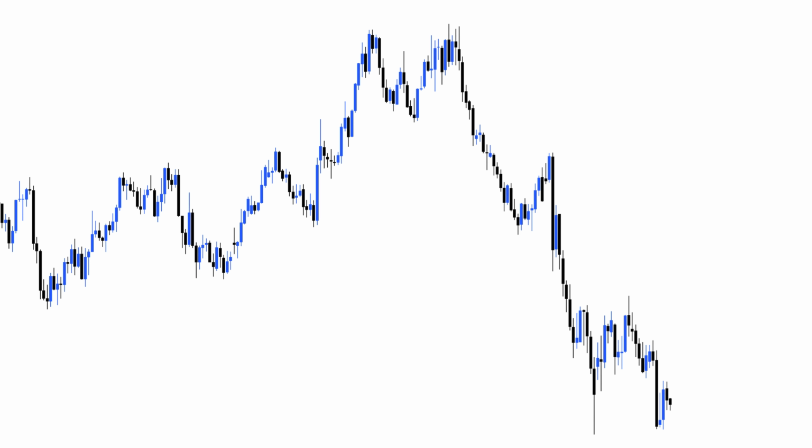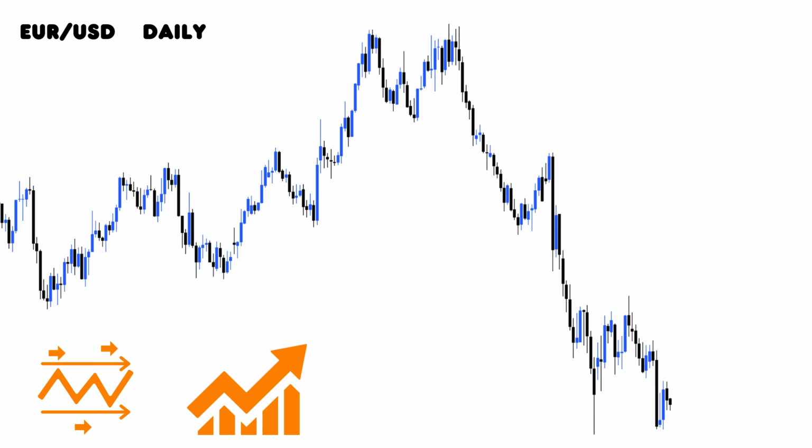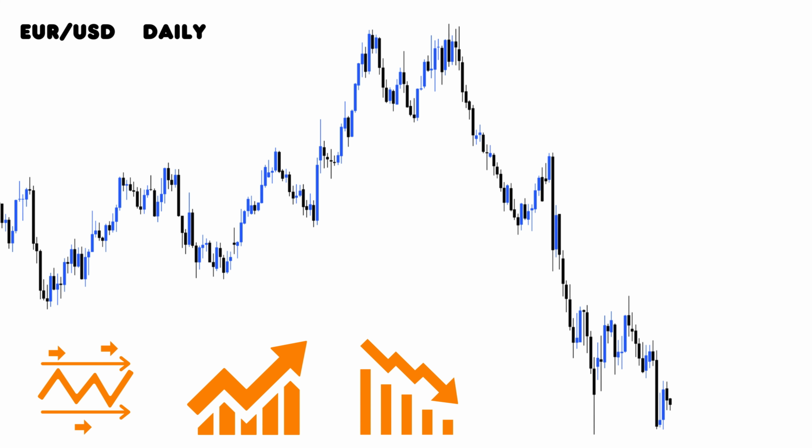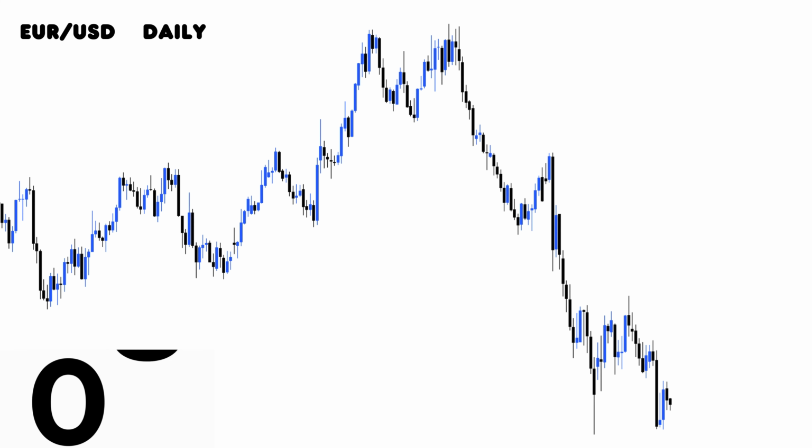Now comes the most exciting part. Yes, I'm talking about analyzing the chart. In front of you is the Euro to US dollar chart on the daily time frame. Before I explain, I'd like to ask you a question. Do you think this chart is moving sideways, trending upwards, or trending downwards? I'll give you 10 seconds to think about it before revealing the answer. If you've made your decision, let's continue and see if you're reading the chart correctly.